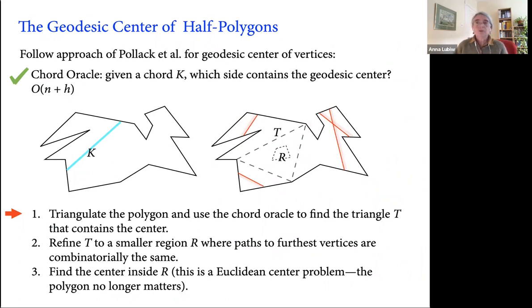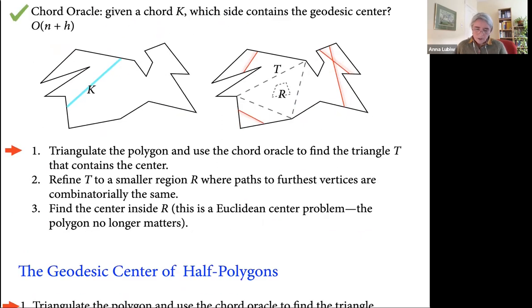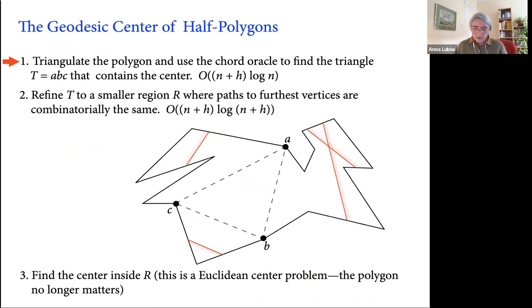And then I'd like to tell you just a tiny bit. This will be a short talk. I'd like to tell you a little bit about how the remaining steps work out here. So we triangulate the polygon. We're going to use the chord oracle to find one chord of the triangulation that splits things roughly in half, apply the chord oracle there, and it tells me where I'm going. So I can isolate myself into one triangle of the triangulation. And that's going to take me input size log n.